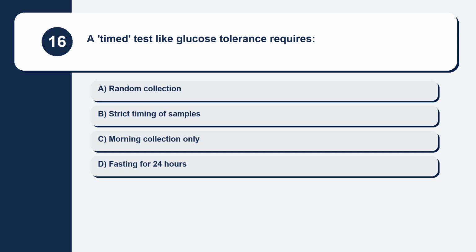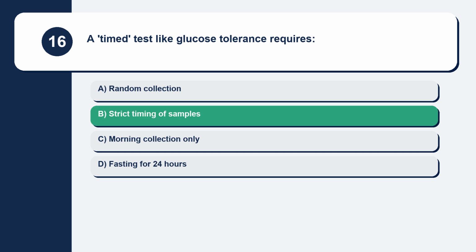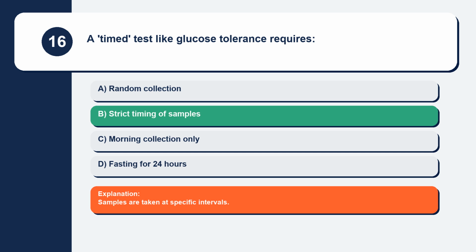Question 16. A timed test like glucose tolerance requires random collection, strict timing of samples, morning collection only, fasting for 24 hours. Samples are taken at specific intervals.